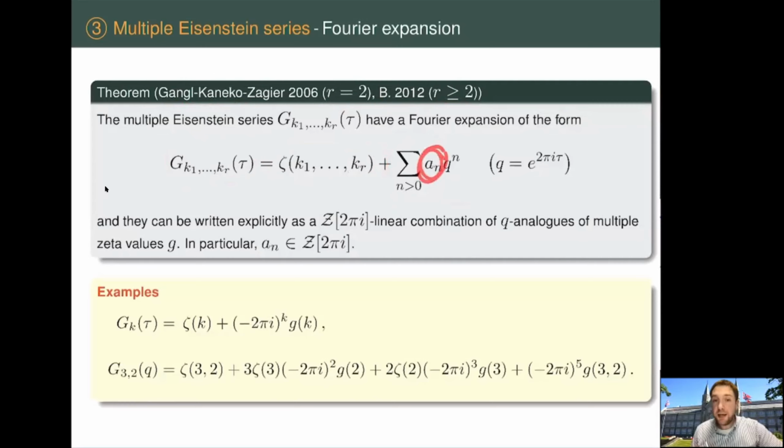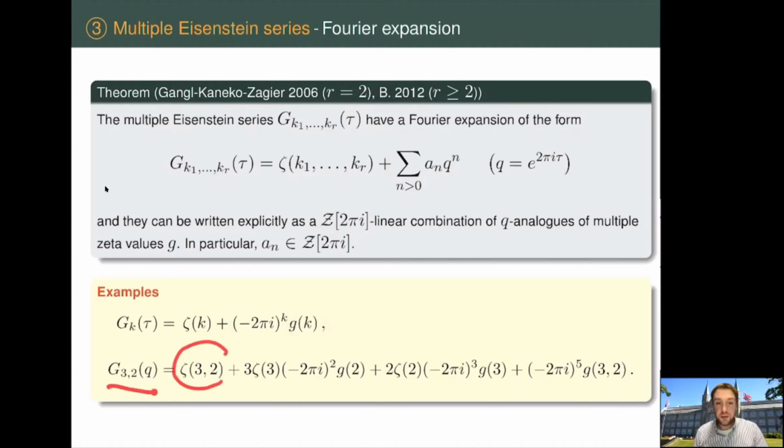These coefficients a_n are given by some multiple zeta values, where we also allow some powers of 2πi. And we can write this whole thing as a linear combination of these multiple g's I defined before. So I think this becomes clear in an example. In depth 1, this is clear because we just had this factor (-2πi)^k and then this divisor sum. But it gets interesting in depth 2.